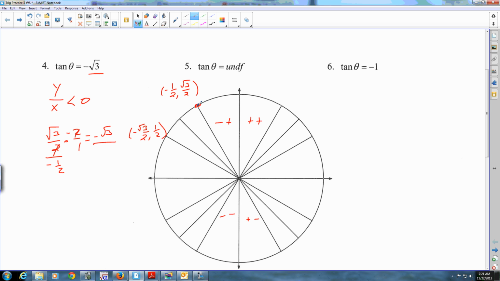It's this angle, and for tangent, you go diagonally, because this answer down here is going to be a half over negative square root of 3 over 2. So you see it's the same numbers with one of them being positive, one of them being negative. This is 2 pi over 3.